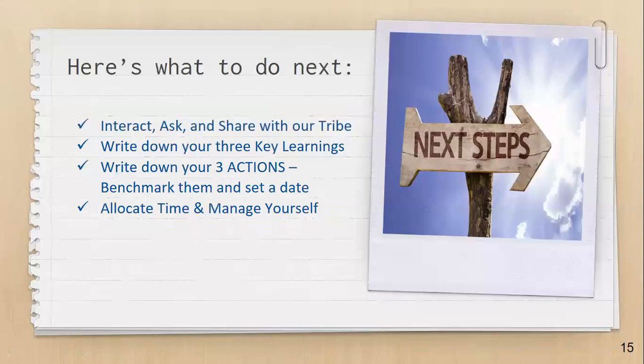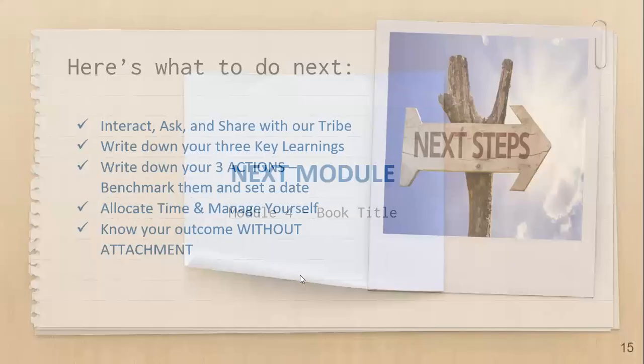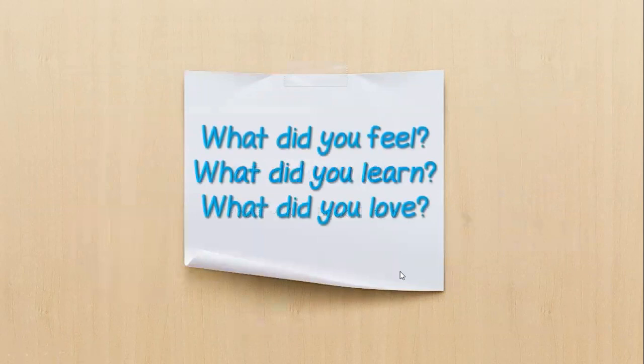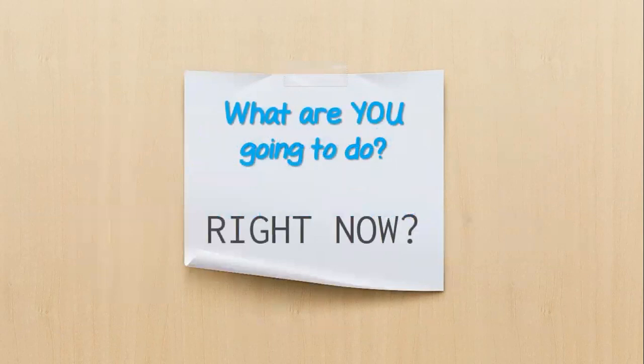Allocate time and manage yourself, as always. And know your outcome without attachment. Okay, remember to have the flexibility, because as you grow, your outcome will change, and that is amazingly awesome. So the next module that we'll be doing is module 4, book title. So we're actually going to go a little bit deeper into creating the perfect book title for your book. So I'd love to know, what did you feel? What did you learn? What did you love? And most importantly, what are you going to do right now?